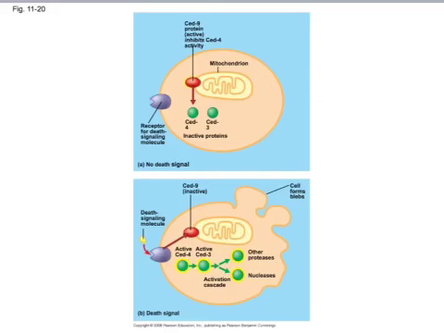CED4 becomes active first. It is going to start a signal pathway that is going to activate CED3. When CED3 is activated through a series of cascades and amplifications, it is going to activate two types of enzymes, proteases and nucleases, both of which are digestive enzymes. They're going to start breaking apart that cell.